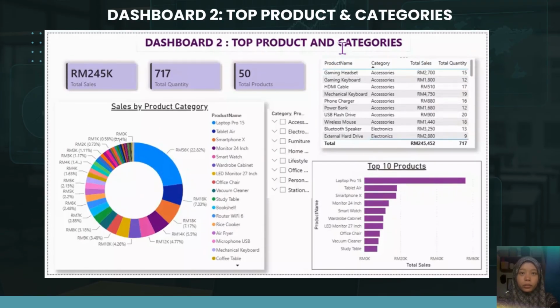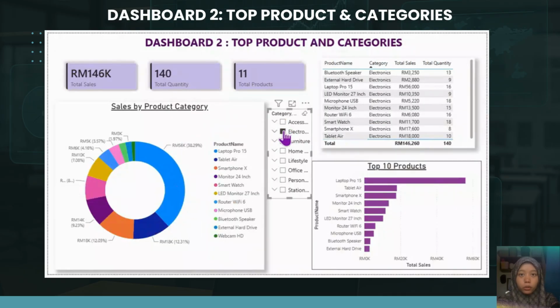To highlight the performance of product and product categories. Based on the analysis, electronic products generated the highest sales revenue, with Laptop Pro 50 being the top performing product, contributing approximately 15,600 in sales. Other strong performing products include Tablet A and Smartphone X.